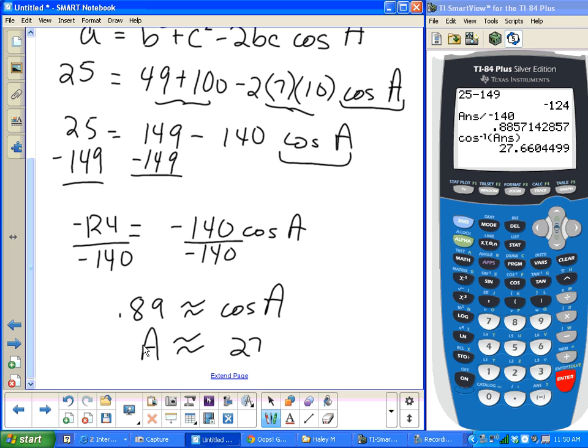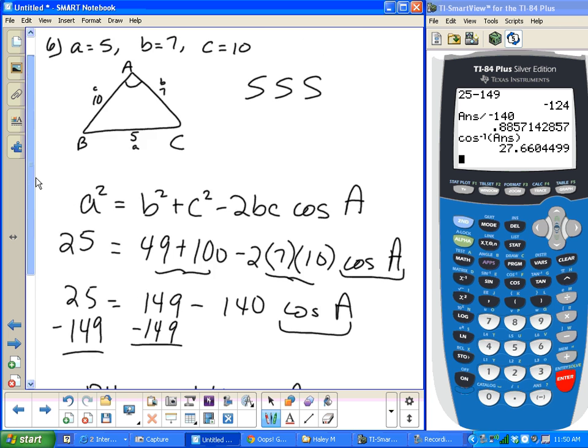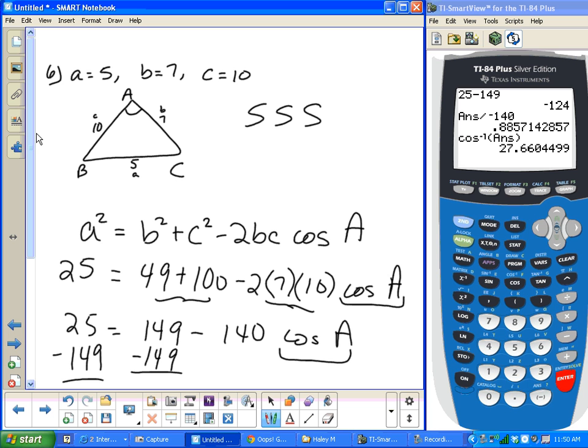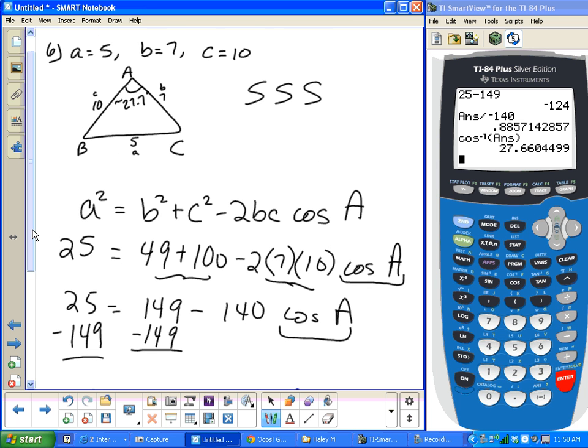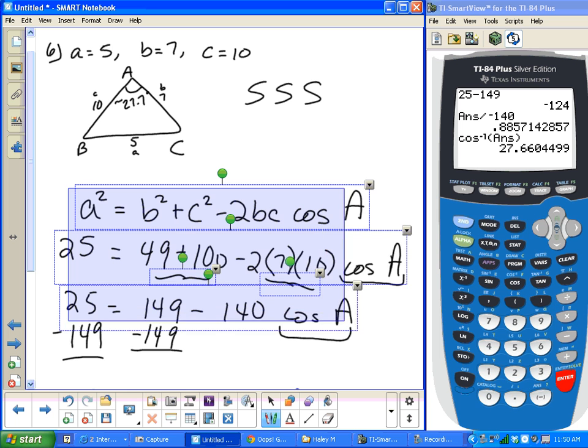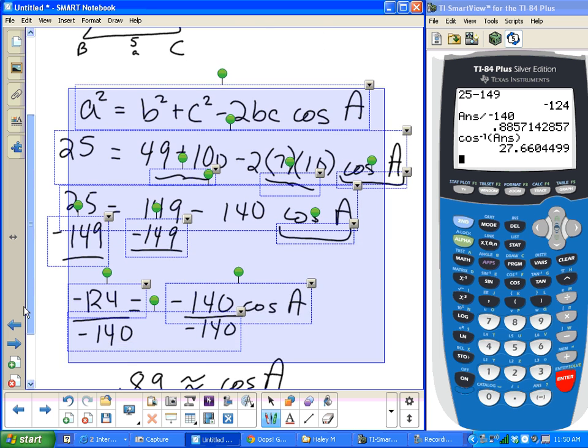Angle A is about 27.7 degrees. Let's go back up and write that in my triangle: about 27.7 degrees. Now the other two angles can be found more easily by using the law of sines instead of the law of cosines. So I'm going to take all this stuff and move it down out of the way so I can use the law of sines.